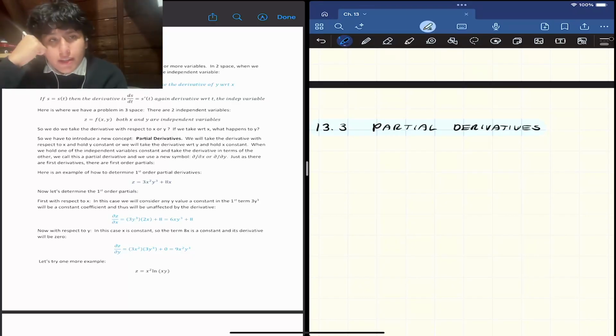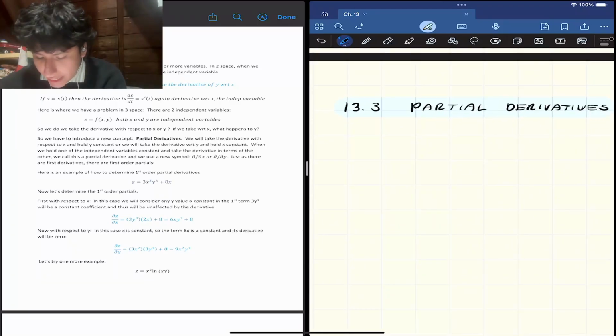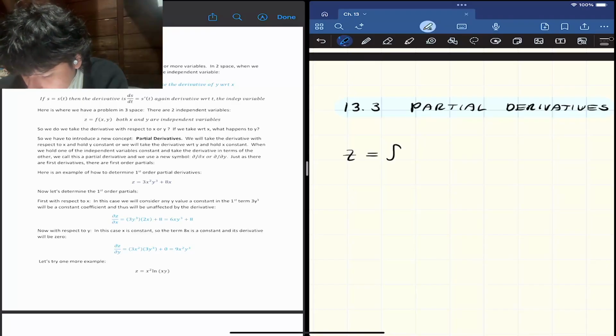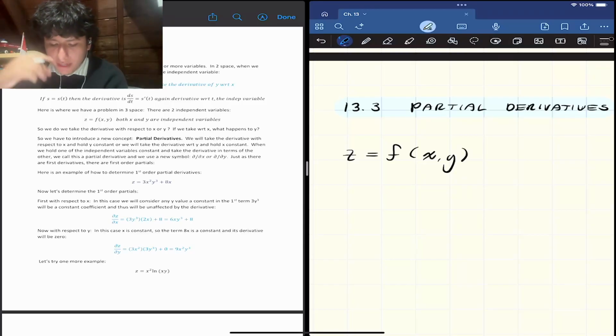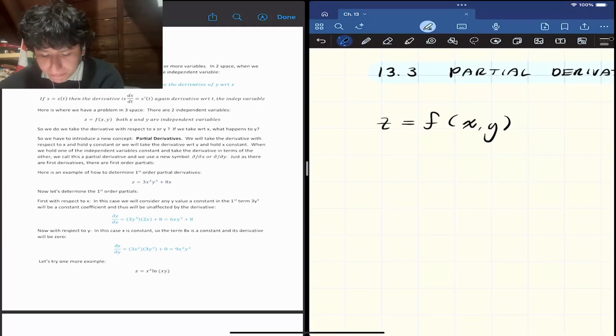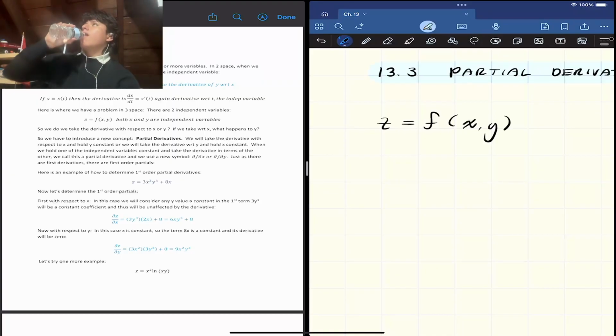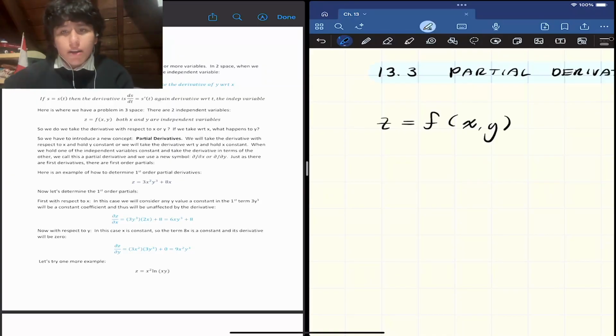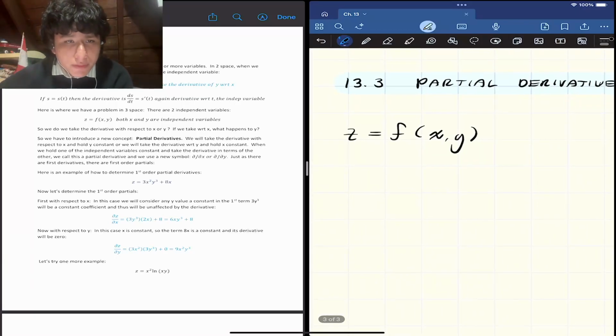Of course, it gets a little complicated now that we have more dimensions. Now there are two independent variables. So in the case of, for example, we have some z equal to the input that's taking in both x and y. How do we derive this? So do we take the derivative with respect to x or y? If we take the derivative with respect to x, what happens to y? These are all reasonable questions. I don't know, which is why we're here.